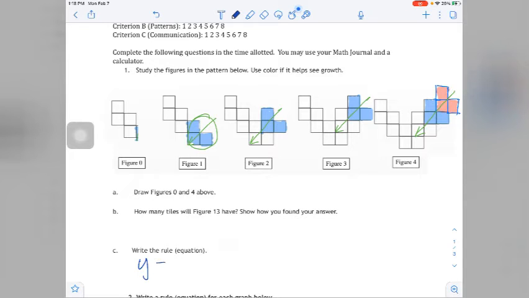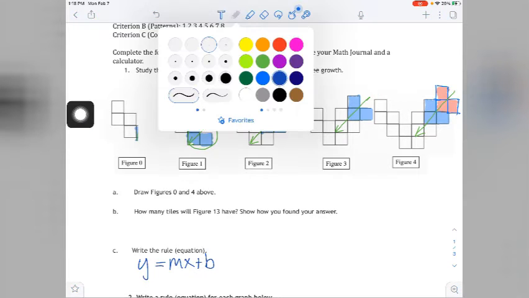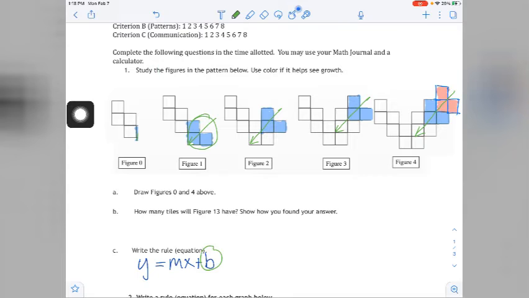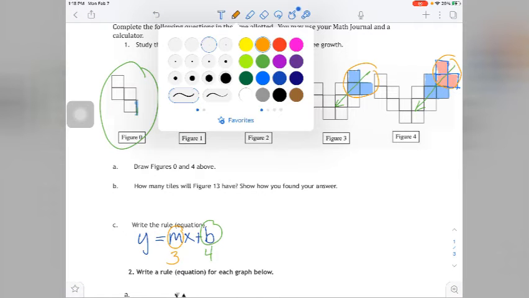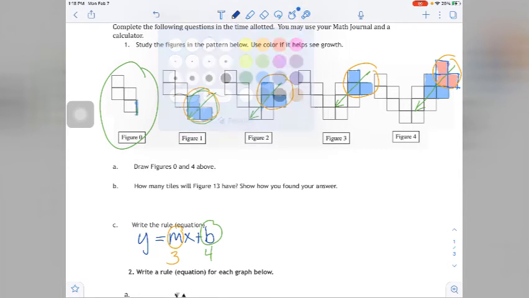I know that the rule is y equals mx plus b of some type. And when I look at this, I know that b is always the starting value. So my starting value is always the number of tiles in figure 0, and that will be 4. The other thing that I care about is the m, which is the number of tiles that we add each time. We're always adding 3, so m should be 3. And so my rule should be y equals 3x plus 4 in this case.